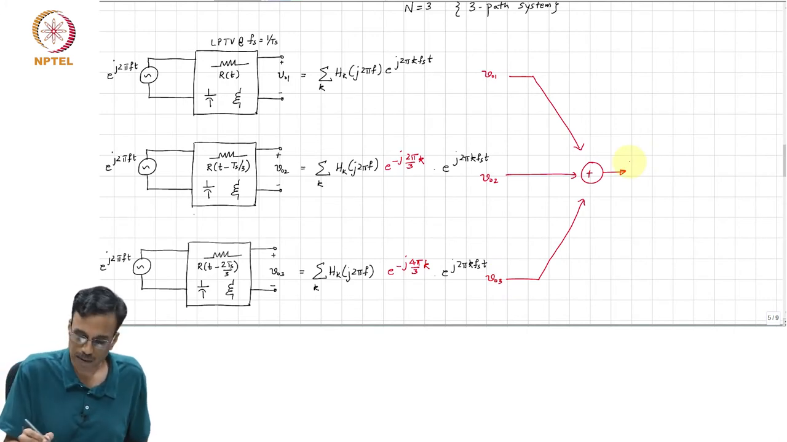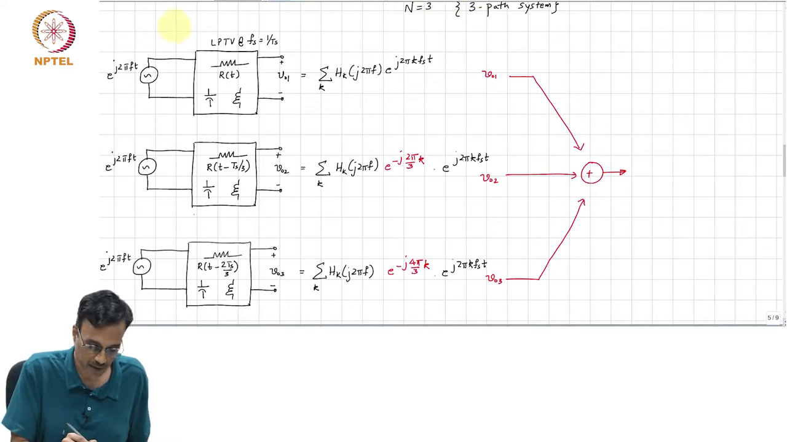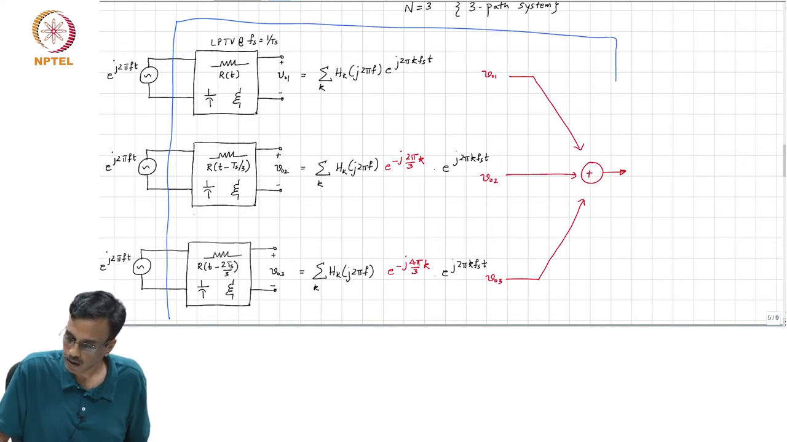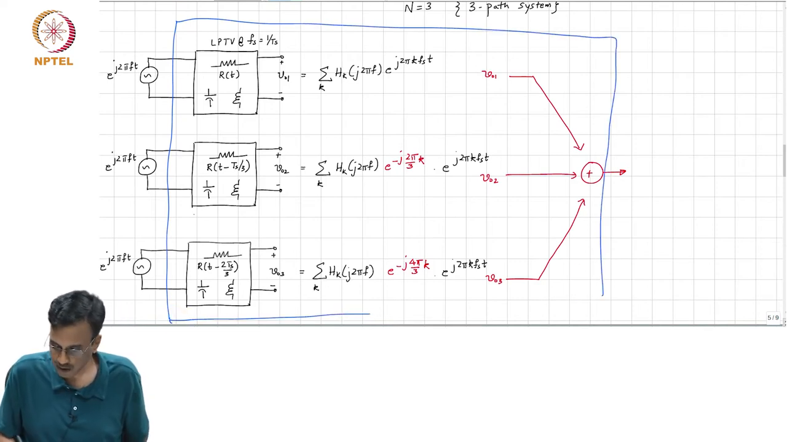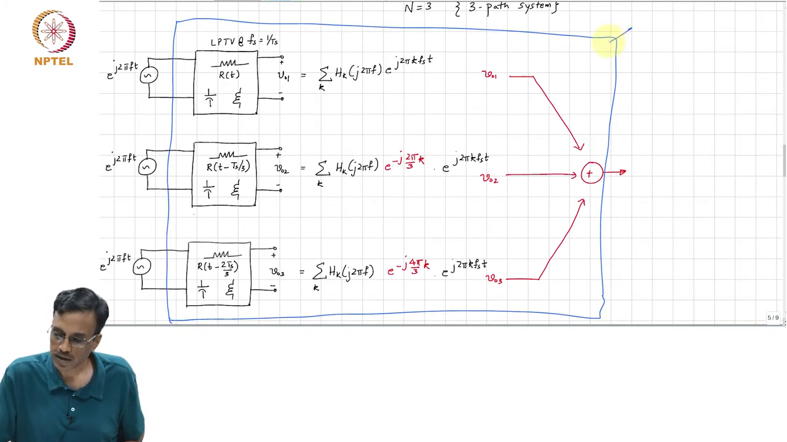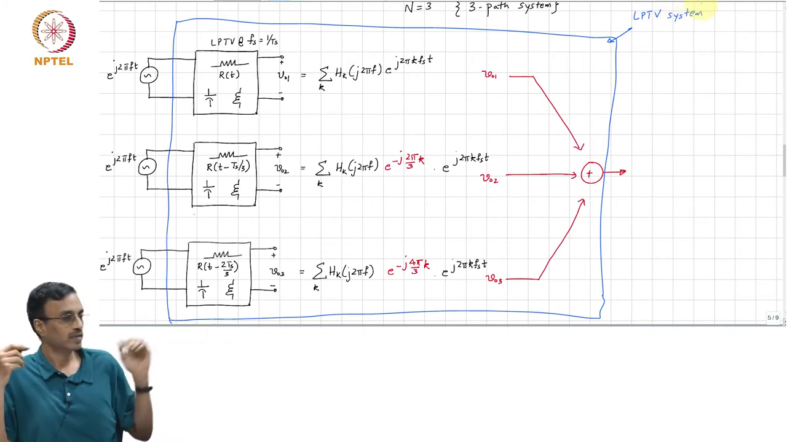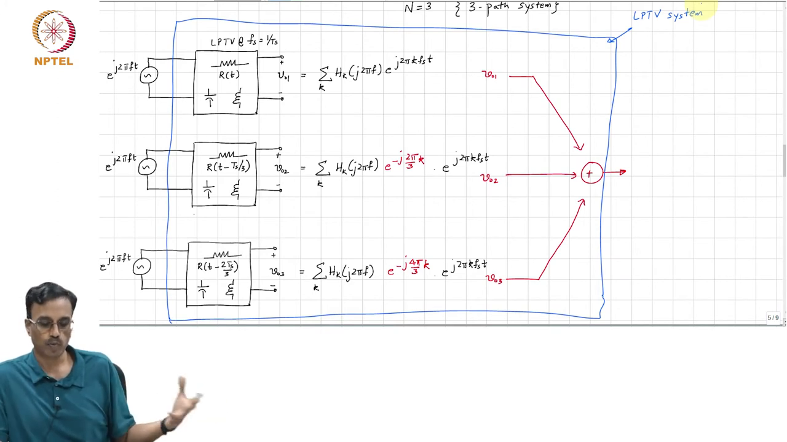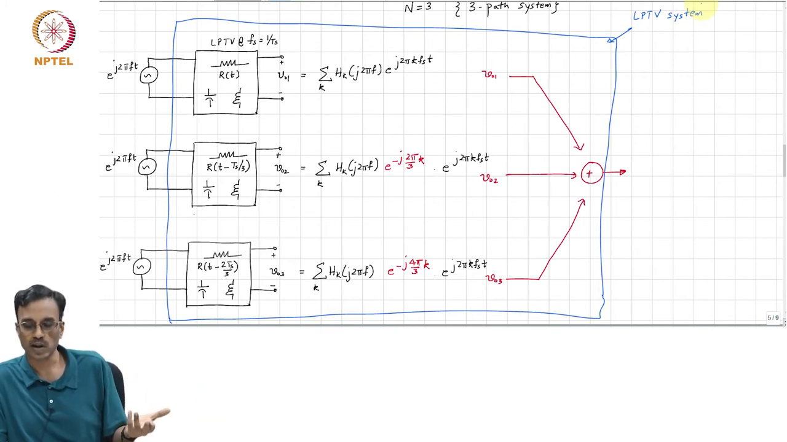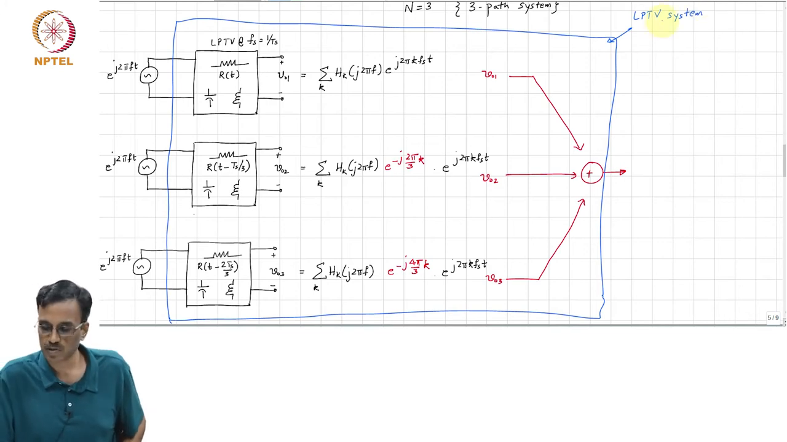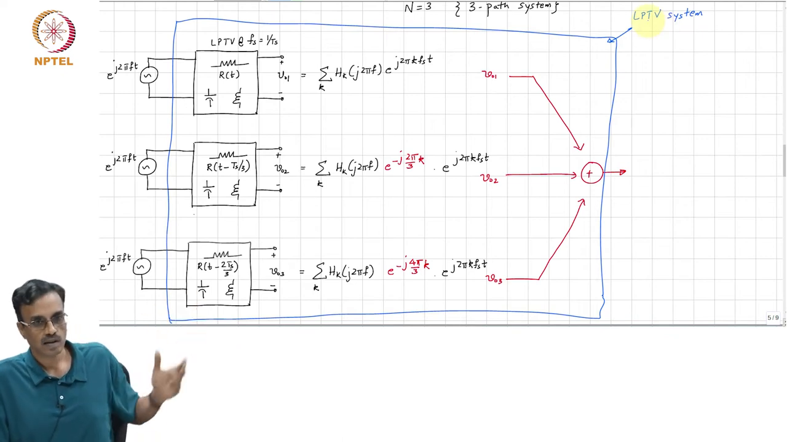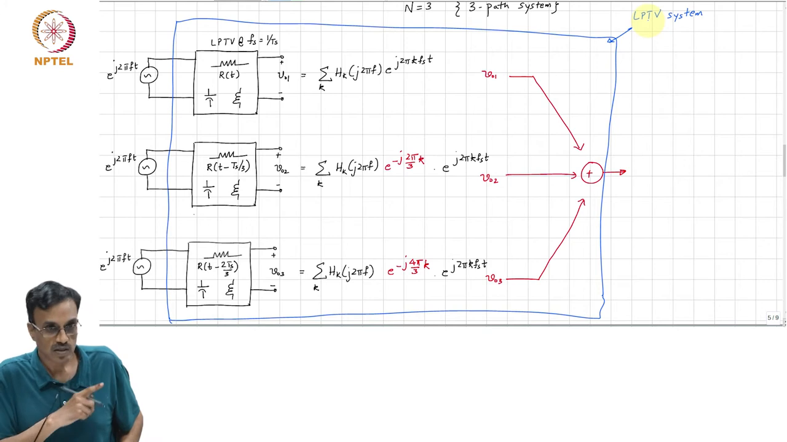Clearly, if I put this whole thing inside a box, this is also an LPTV system, correct? Yes, of course, because each one of those systems is varying periodically. So, it follows that when you put three of them in a box and add up their outputs, it is also an LPTV system. And what is the rate at which the system is varying? The big box? Vary at 3.